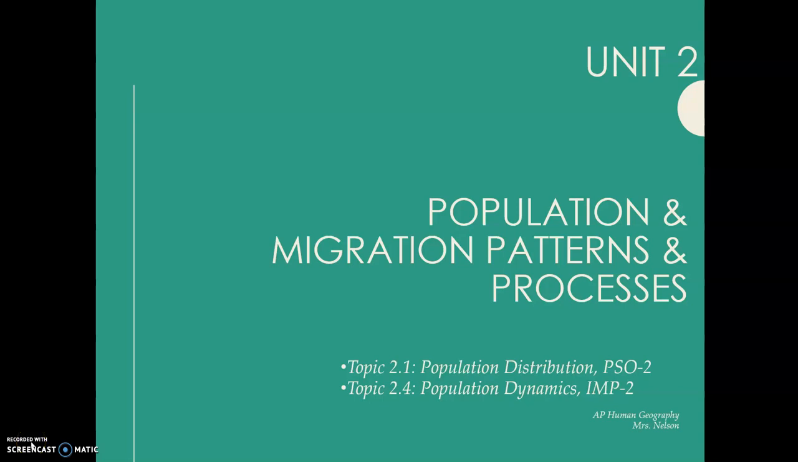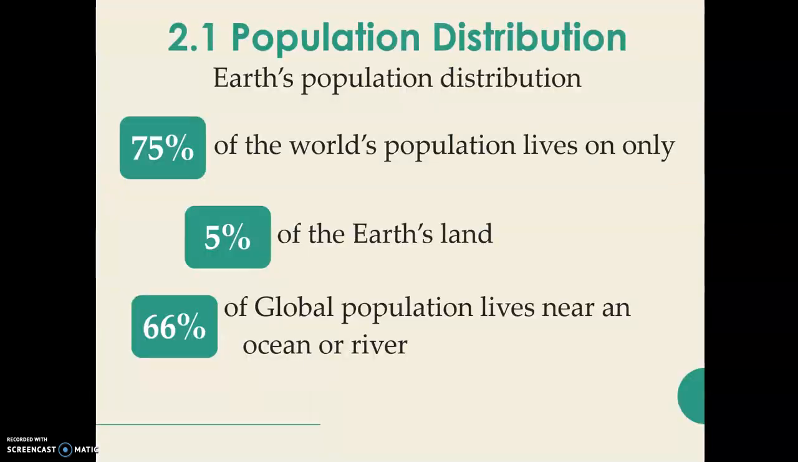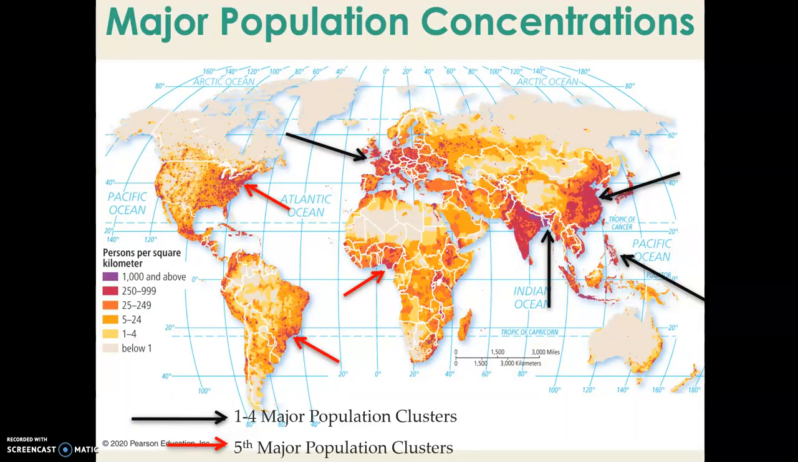So we are just starting Unit 2, Population and Migration Patterns and Processes. Last class period, we started this note section, so we're going to keep working on it. We already did these slides in class together, so this is where we're going to begin today, with major population clusters. Around the world, there are 5 major population clusters.